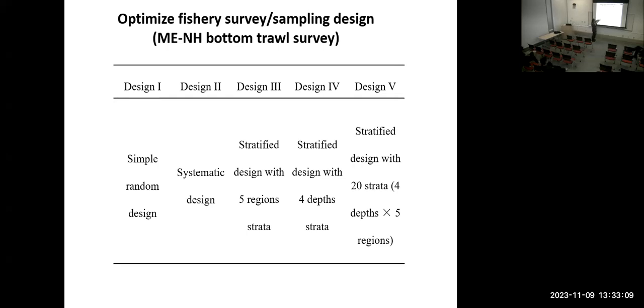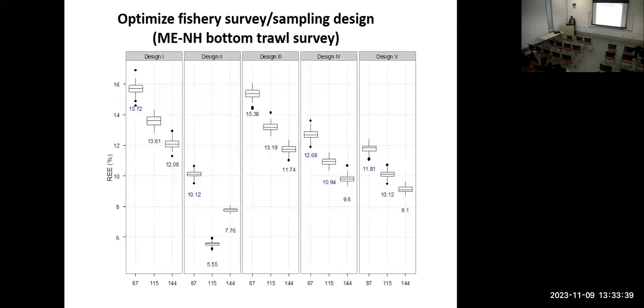So we identified 5 designs together. This is what was actually conducted, and then we have a stratified design with 4 depth strata. This one has 4 depth strata and 5 regions. This one forgets about region and only has 4 depth strata. And this is only stratified by 5 regions, and then we have a systematic design, and then just a simple random design. So those are the 5 designs that we used in the testing survey.